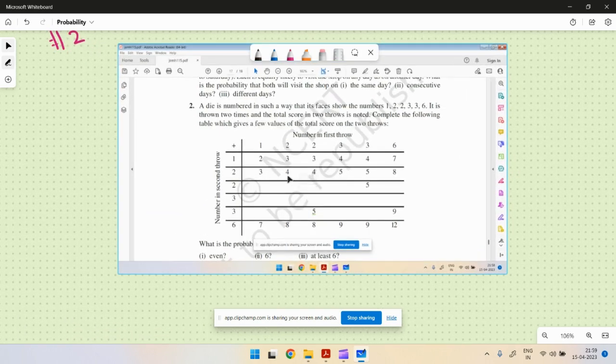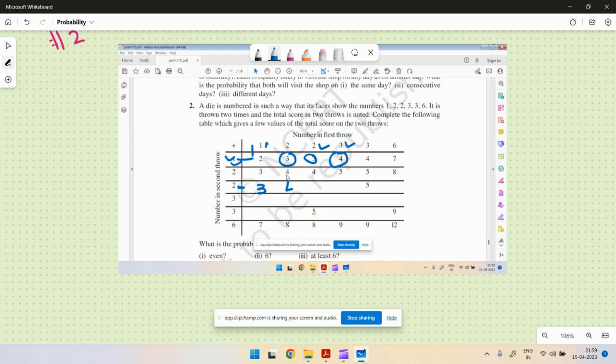If you see clearly, this is 1 plus 1, this is 2. 1 plus 2, this is 3. This is 1 and this is 2, this is 3 again. 1 and 3, this is 4. Similarly, the other rows. Now this is 2, this is 1. What will be here? 2 and 1, 3.